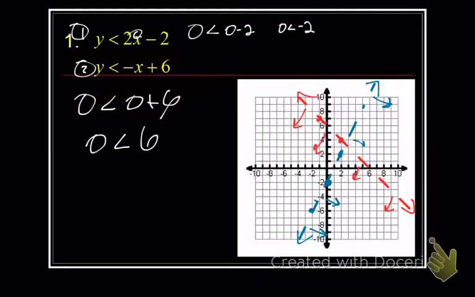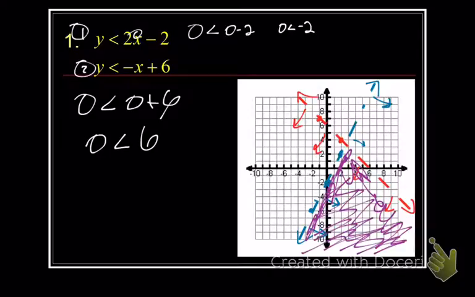So all of the solutions for the blue inequality, the first inequality, are going to be down here below. And all the solutions for the second inequality, the red inequality, are going to be down below it too. But I only need those points that are going to work for both. And since the two sets of arrows are pointing at each other in here, these are going to be the points that are solutions for both.